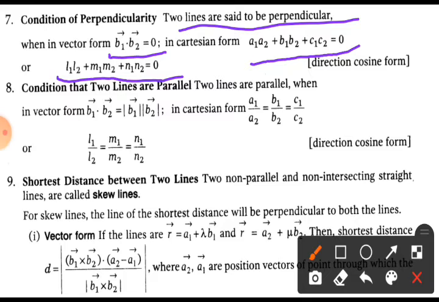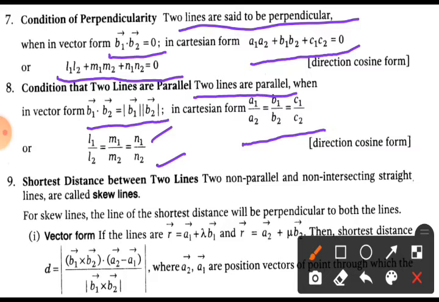Condition that two lines are parallel. In vector form, b1 vector dot b2 vector is equal to modulus of b1 vector times modulus of b2 vector. The Cartesian form is a1 by a2 equal to b1 by b2 equal to c1 by c2. Suppose the direction cosines are L1 M1 N1 and L2 M2 N2. We write L1 by L2 equal to M1 by M2 is equal to N1 by N2.